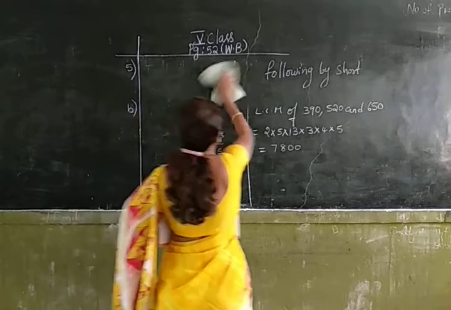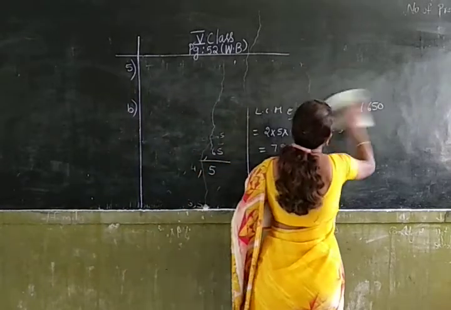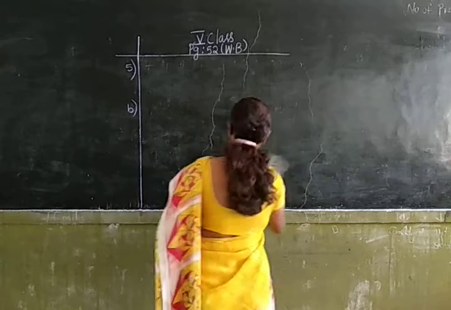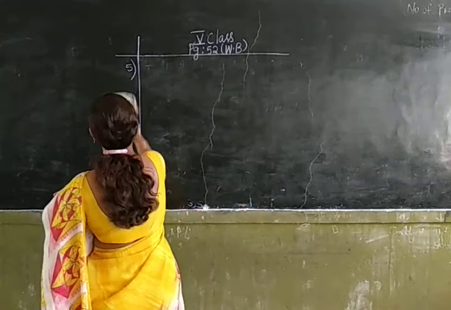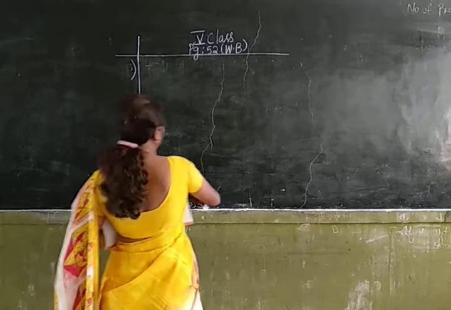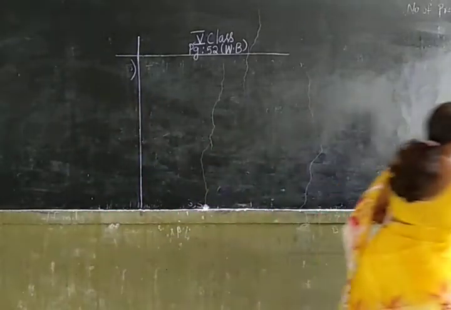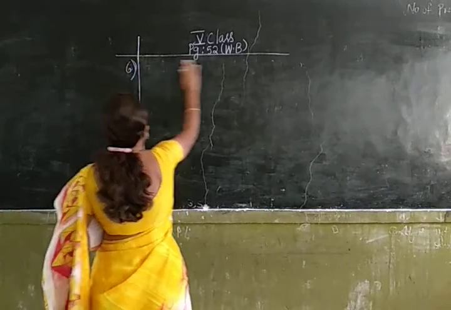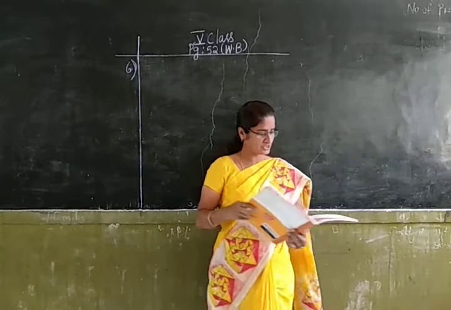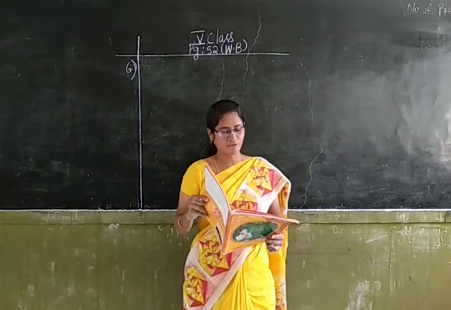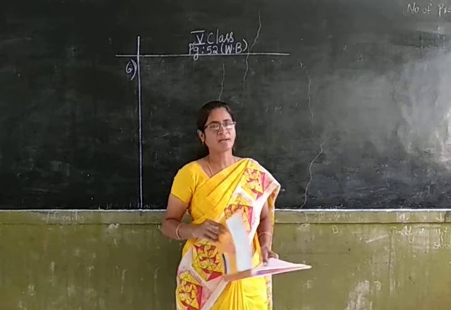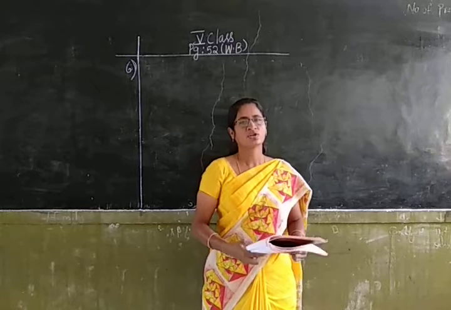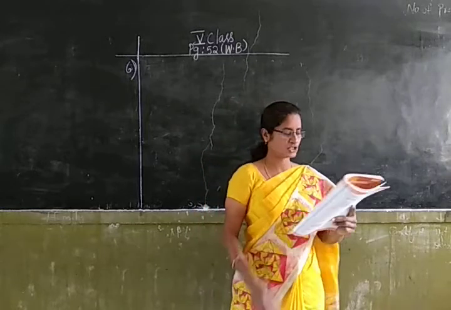Now let us do the sixth question. What is the sixth question? Find the HCF of the following numbers by the prime factorization method.